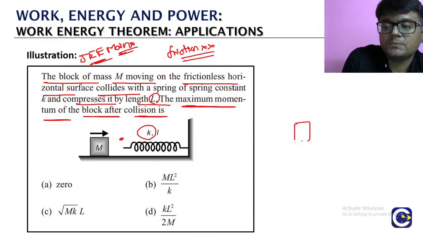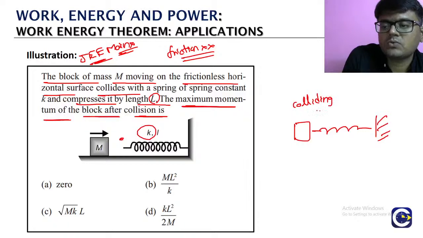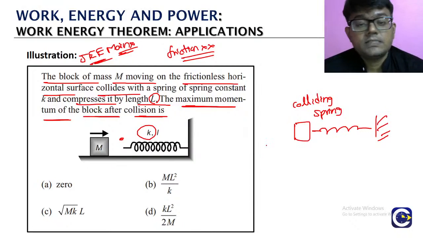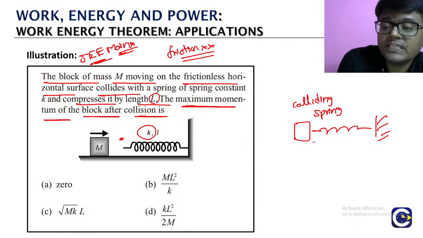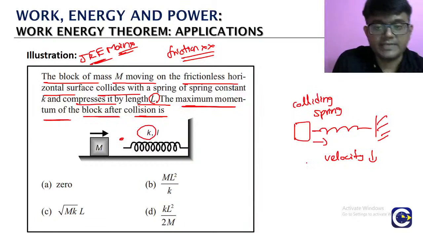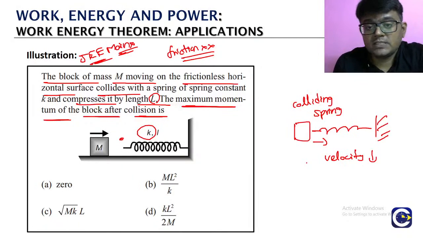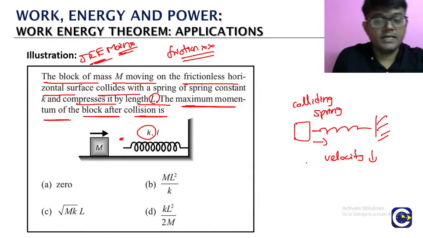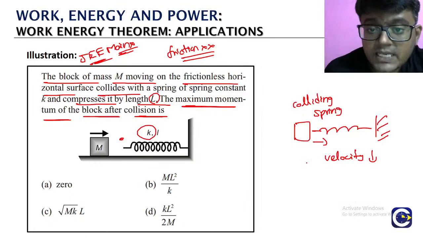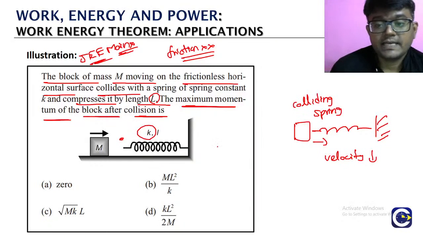See, look at this now. Look at the situation where the block is just colliding with the spring. After this, what is going to happen? The velocity of the block keeps decreasing, right? Because when the block is compressing the spring, the spring potential energy will increase, and the block velocity will decrease, so kinetic energy also will decrease. Correct?